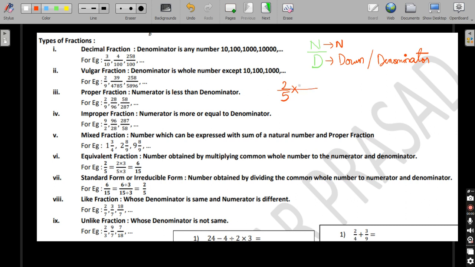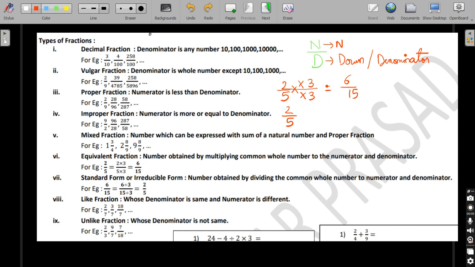What is the numerator, students? 2 is written over there. Then what I will multiply, I will multiply 3, for example, and in the denominator also 3. So 2 3s are 6, 5 3s are 15. So 6 by 15 is the equivalent fraction of 2 by 5. Again, it is not necessary that I take 3. You can even take your own number.